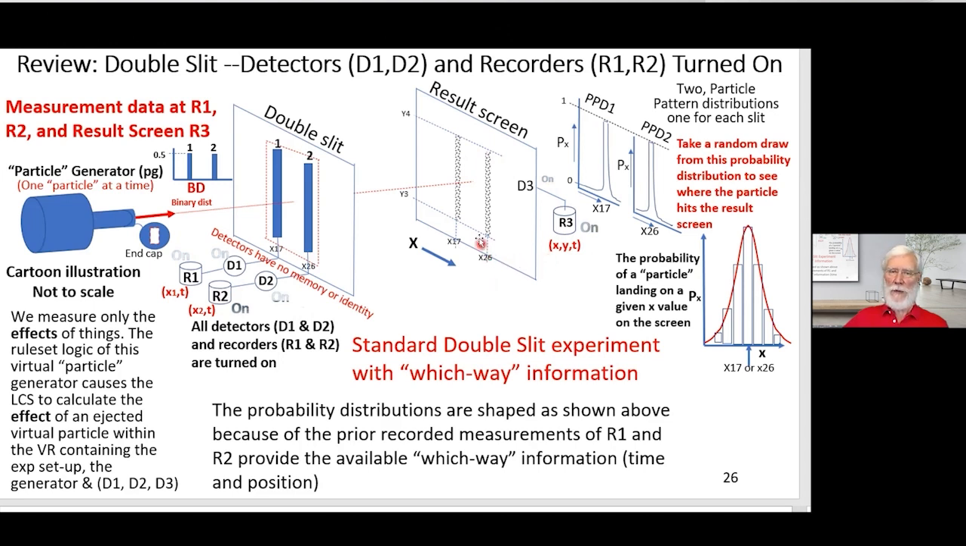And these particles got here because every time we fired a particle, we don't know where it's going to land, as a measurement is taken at the result screen. That's where the particle actually lands and gets measured. Where did it hit the screen? That's the measurement. And we take a random draw from this probability distribution, and that's where we put the particle. Okay.